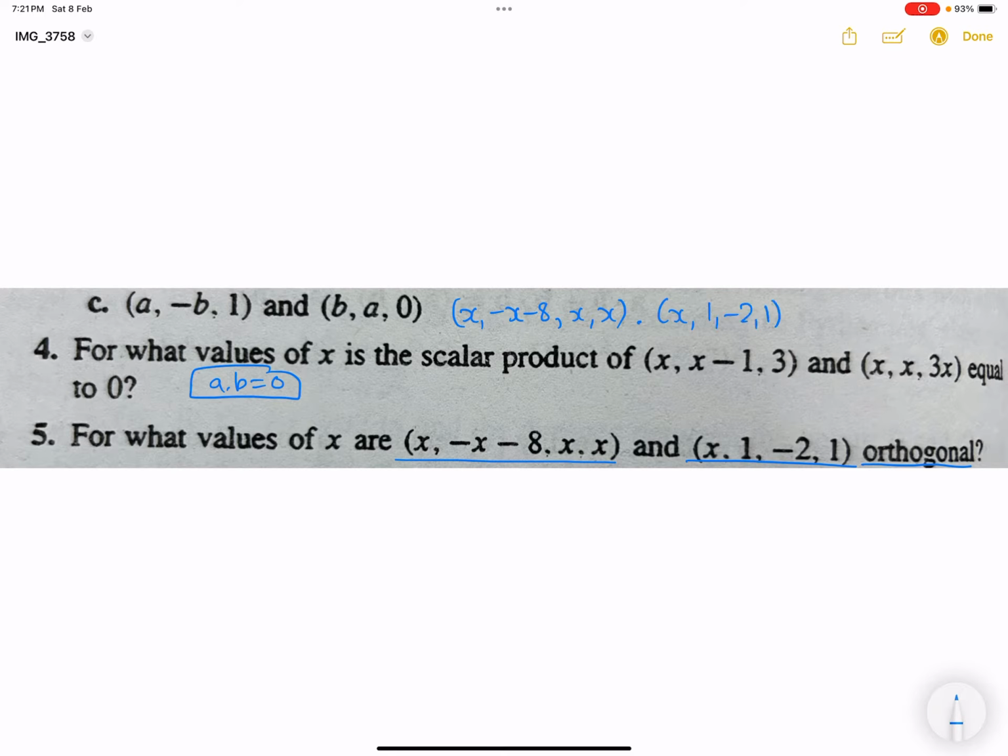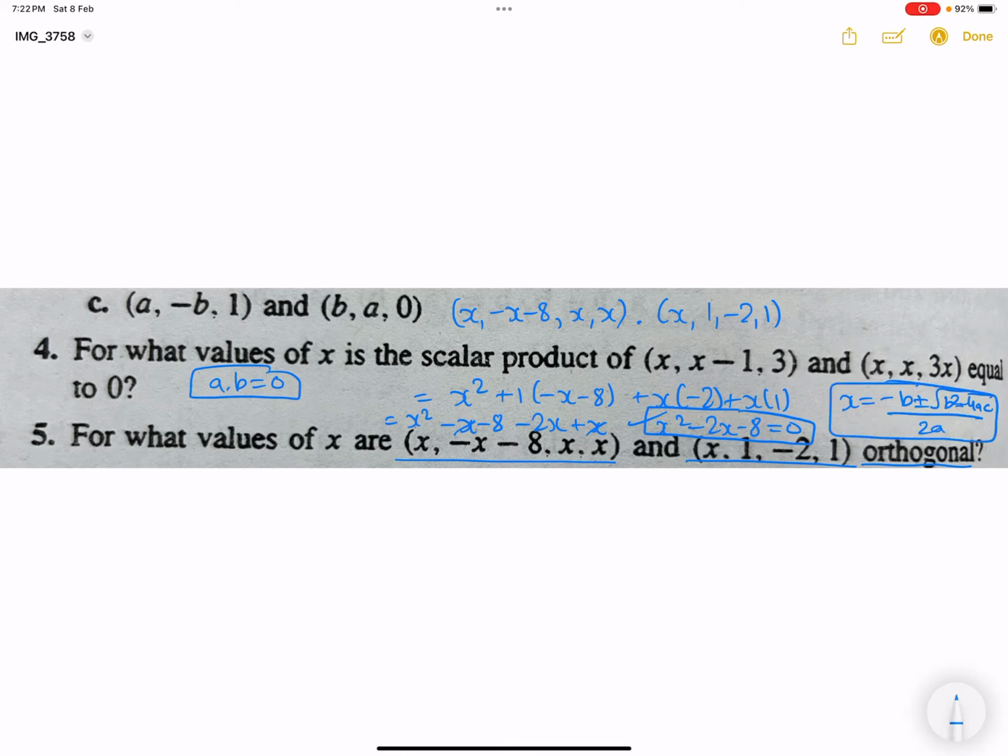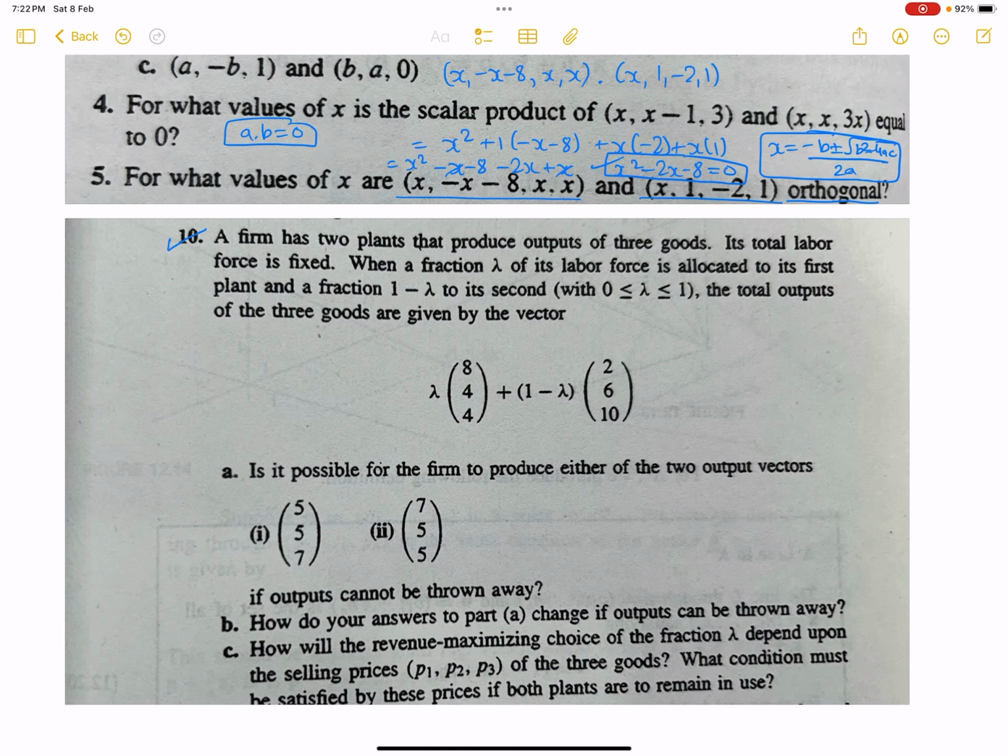So the dot product would give us x into x square plus 1 into minus x minus 8 plus x into minus 2 plus x into 1. So we are left with x square minus x minus 8 minus 2x plus x. This cancels out: x square minus 2x minus 8. So you can solve this. This is 0, so x would be minus b plus minus under root b square minus 4ac upon 2a. Then accordingly you can find the value of x. Now moving to the next question.